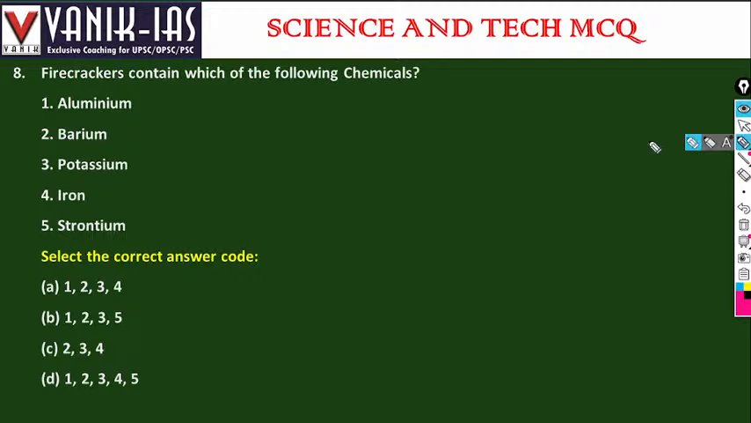Firecrackers contain which of the following chemicals? Aluminium, barium, potassium, iron or strontium. It is all the options. Aluminium, barium, potassium, iron, strontium, all are included in the firecrackers.